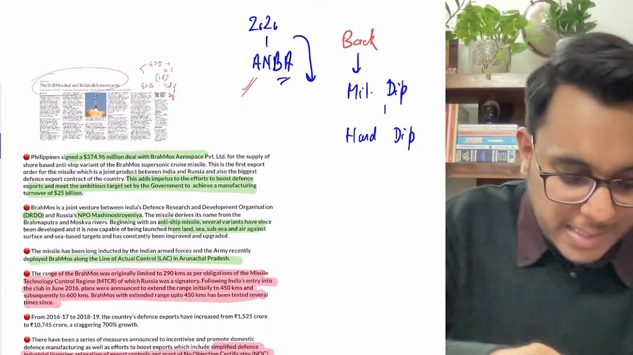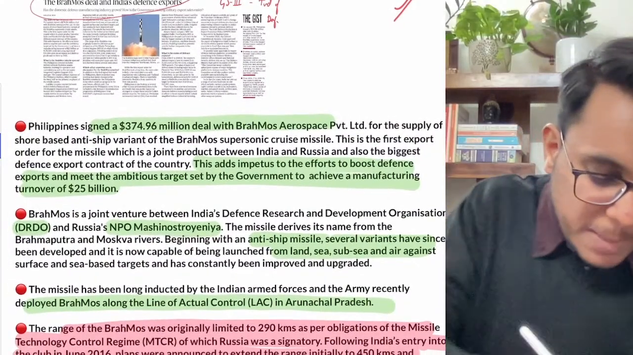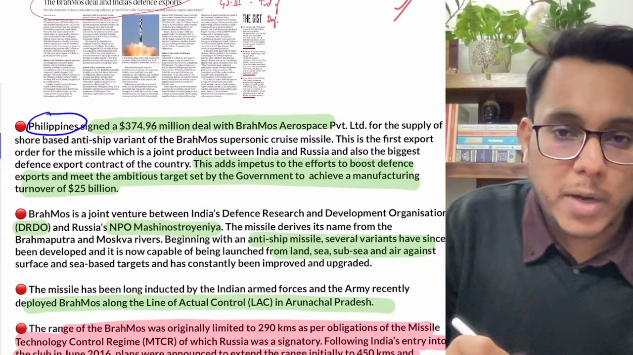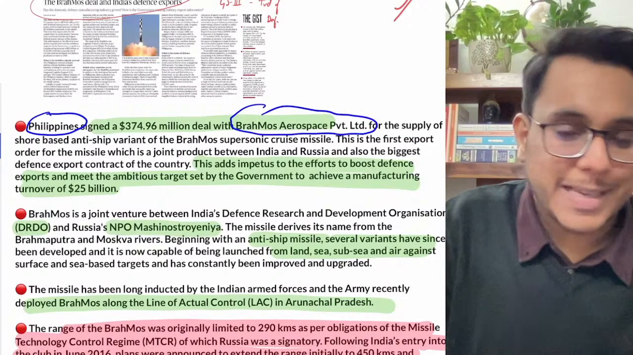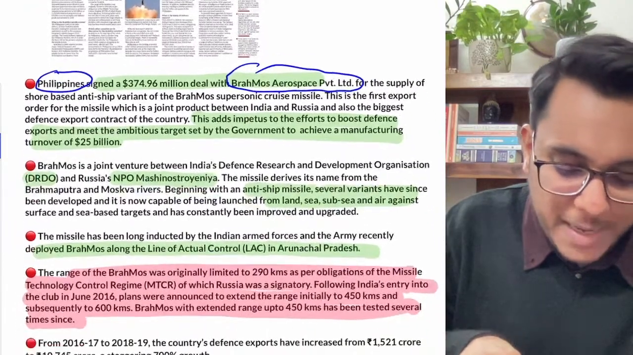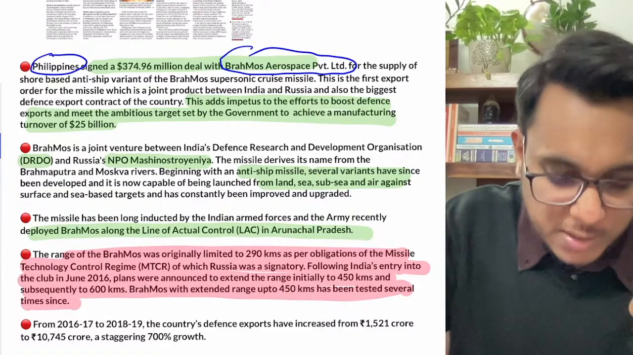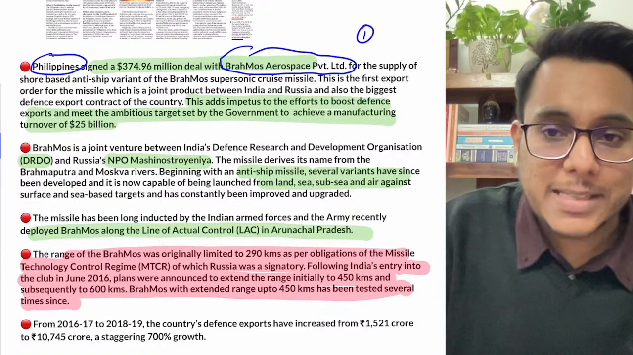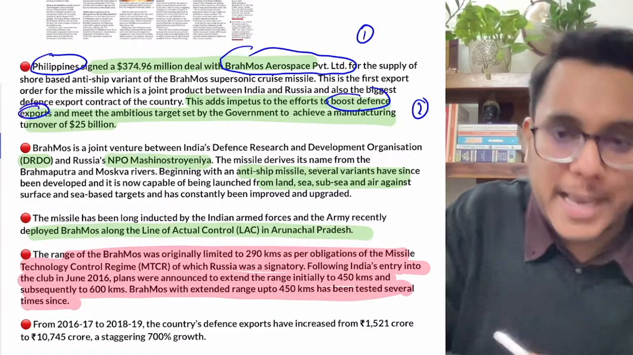In this direction, what has happened recently is that India has signed a deal with the Philippines, and as a part of this deal, the BrahMos missile will be provided to the Philippines. Is it clear? This is what has happened. Number one, this is one of the biggest deals that India has signed with a foreign country. So this is the first significance. The second significance is that it will add impetus to boost our defense exports.